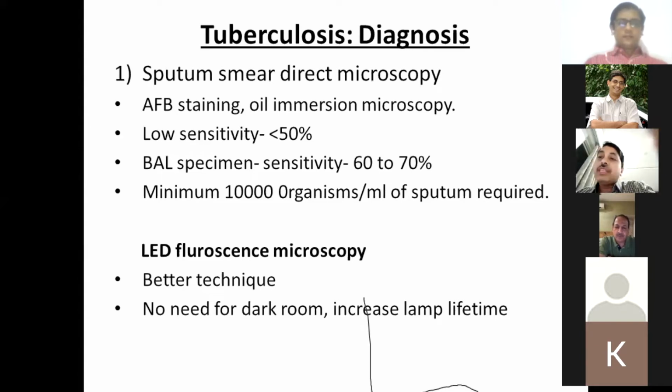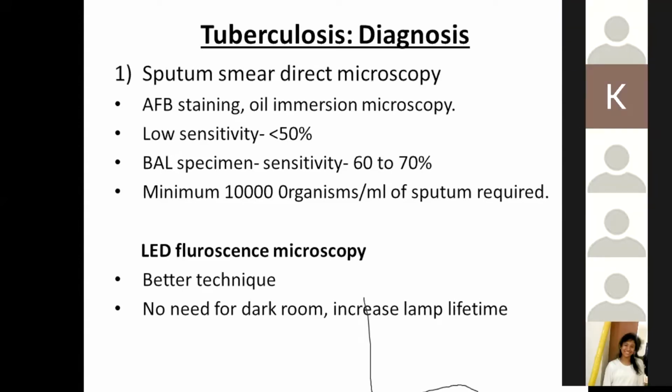Now it is converted to 2 days, because it was shown in the RNTCP program that 2 days sensitivity versus 3 days sensitivity doesn't make that much of difference when you're considering a large population. So now it is converted to 2 days of sample, and among those 2, at least one has to be early morning, preferably. Another instruction we need to give to the patient is that the sample should not be exposed to sunlight.